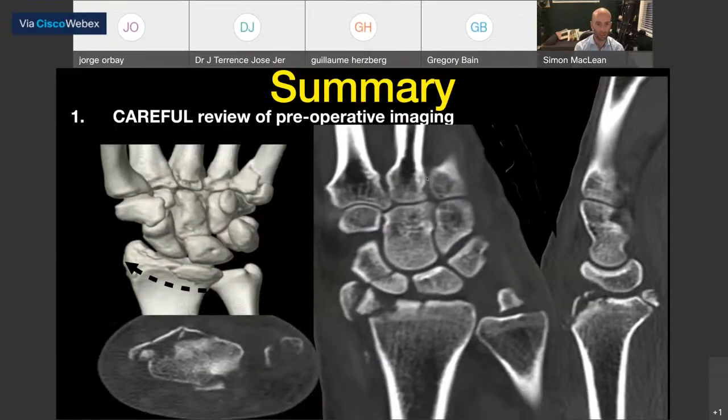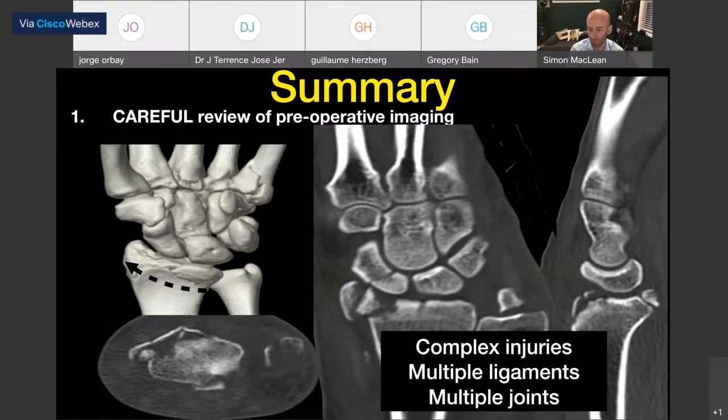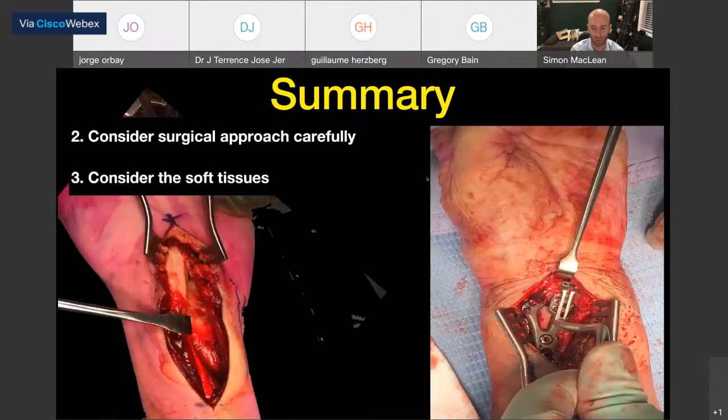So I think in summary, careful review of the preoperative imaging is really essential, and CT scan is imperative in all of these cases. These are really complex injuries, multiple ligaments are involved, multiple osteo-ligamentous avulsions, and multiple joints are involved. Consider your surgical approach carefully.